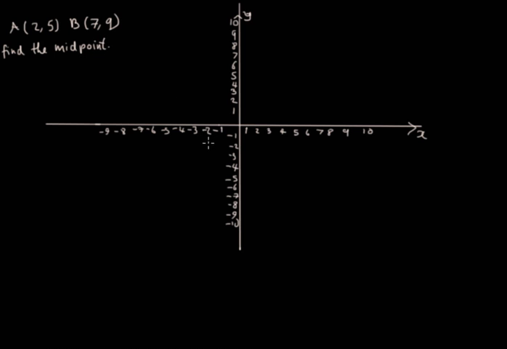So let's plot them on our graph. So A is 2, 5, and B is 7, 9. So we'll just go up to about here. So that's A and that's B. And we've got this line joining them. So we want to find the midpoint. So how would we go about this?